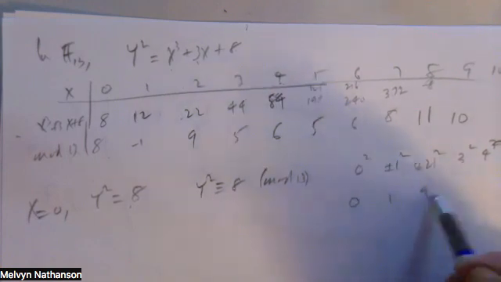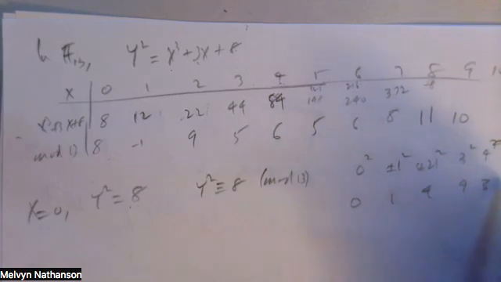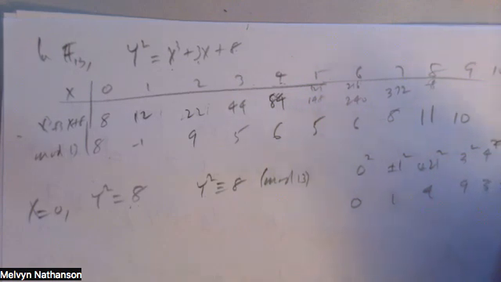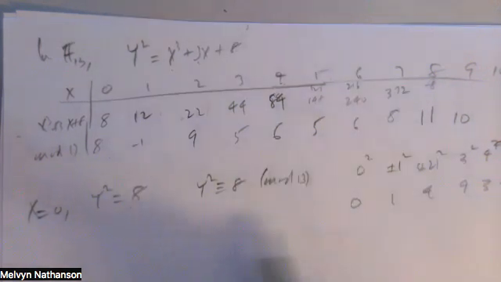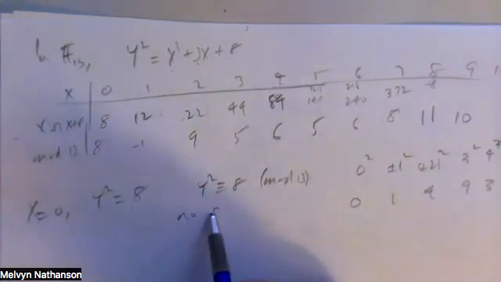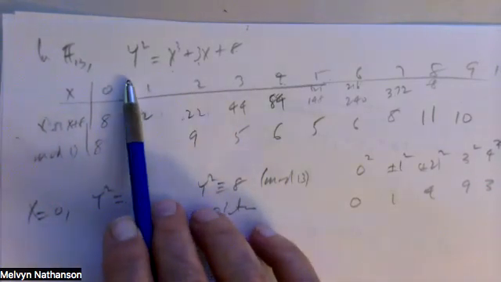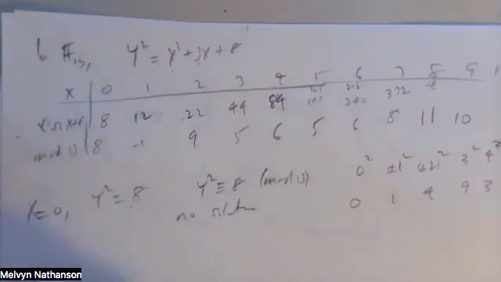you get 0, 1, 4, 9. 16 is 3. 25 is minus 1, or 12. 36 mod 13 is minus 3, or 10. Minus 1 is the same as 12. So 8 is not on this list. So y squared equals 8 has no solution. So when x equals 0, there's no y that satisfies this equation.